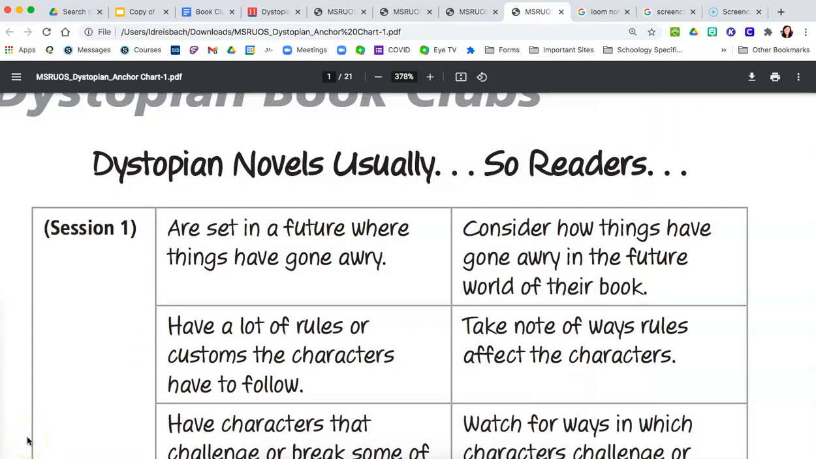All right, so now in the novels that you are reading, I have to be generic because there are 13 different novels there, but we want to take a look and see if you notice these things to be true about your books. So, dystopian novels usually are set in a future where things have gone awry. Awry means wrong. Think about your novel. What has gone wrong in that story so far? Your job is to consider how things have gone wrong in the world of your book.